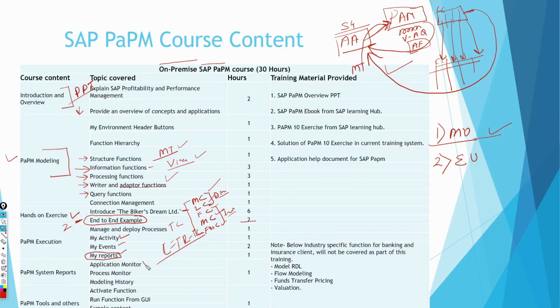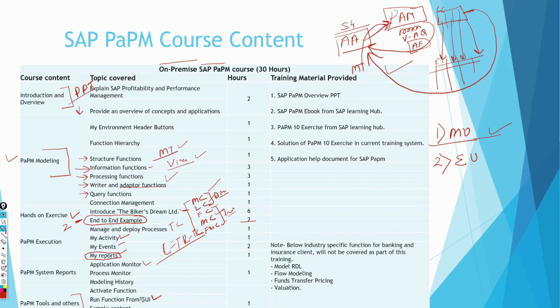Then application monitor, which will show the logs every time you run any activity in PAPM, what happens, an error or something. So those things we'll see. And in the end, there are options like running the PAPM function from the GUI screen. You can schedule a background job of a PAPM function, which we'll see.